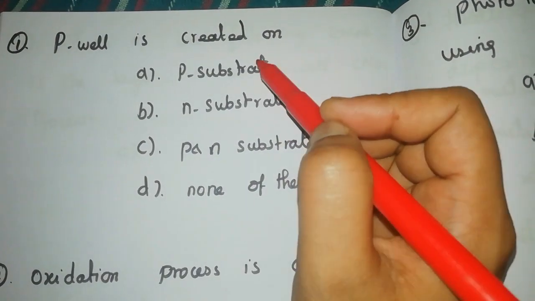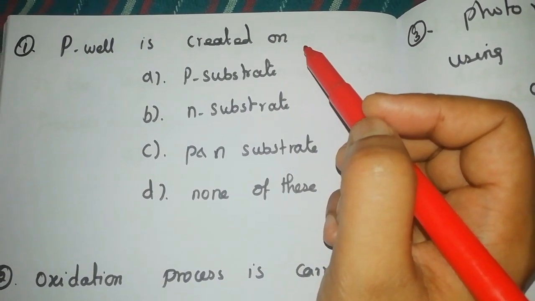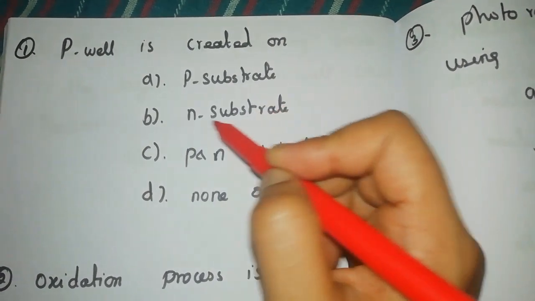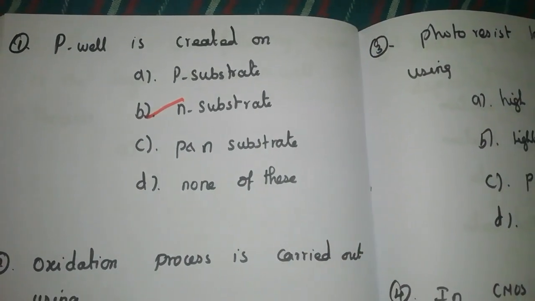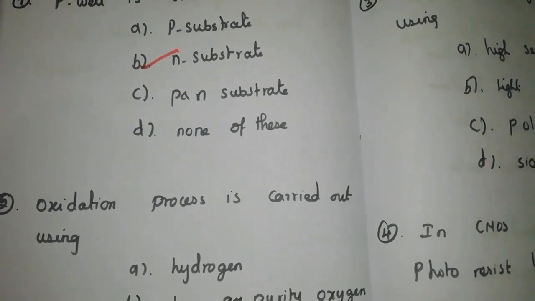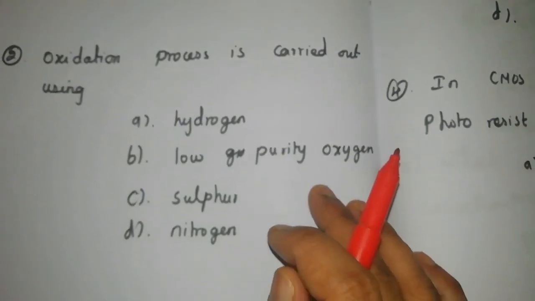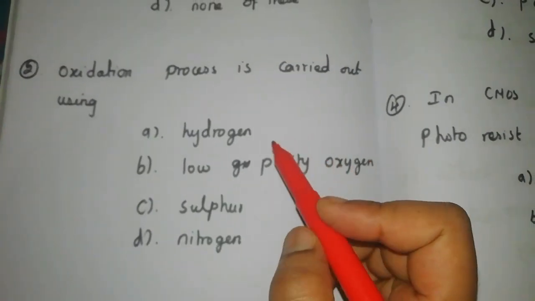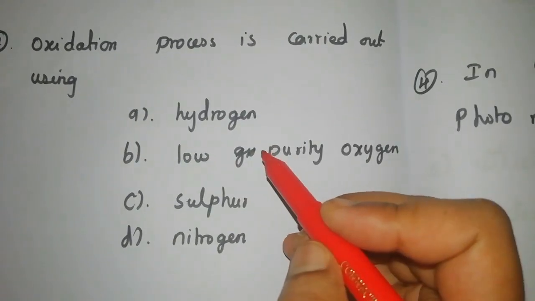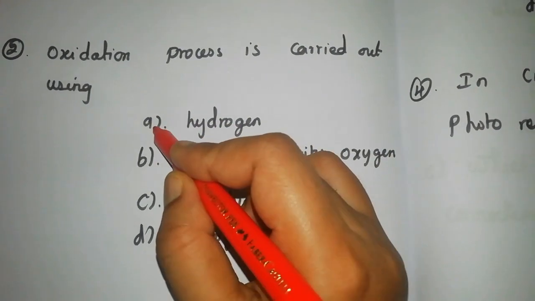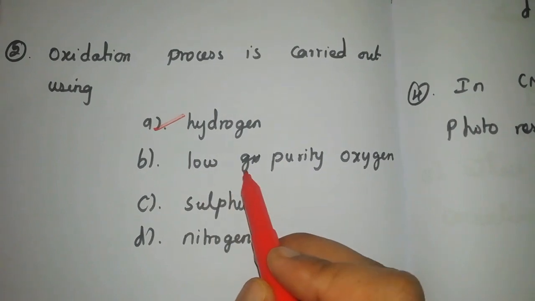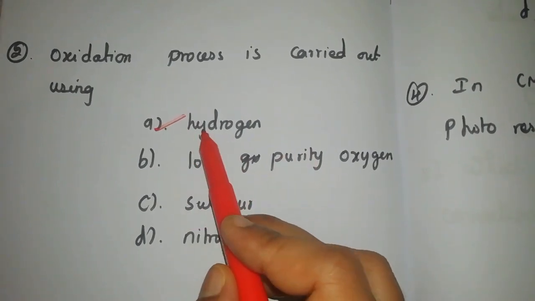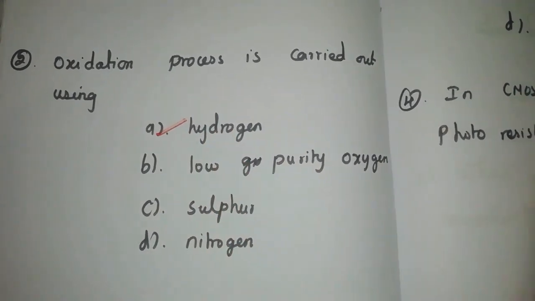Now we solve the questions related to this topic. First question: p-well is created on n substrate. So here the answer is B. N-well is created on p substrate, p-well is created on n substrate. Next, the oxidation process is carried out using hydrogen and also high purity oxygen, and here they are mentioning low purity oxygen. So the correct answer is A.